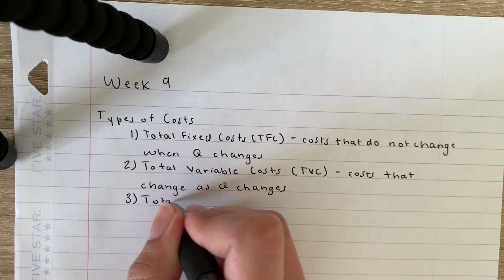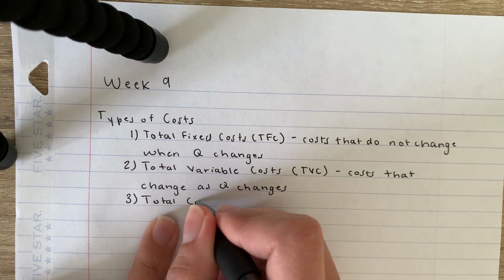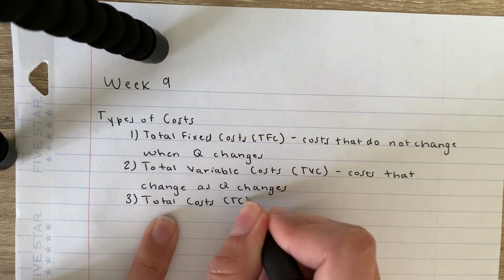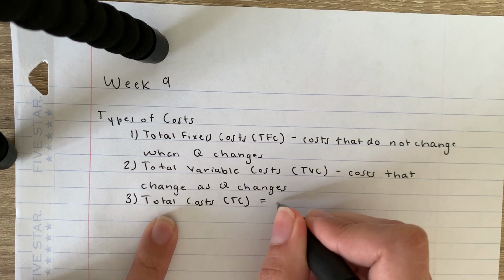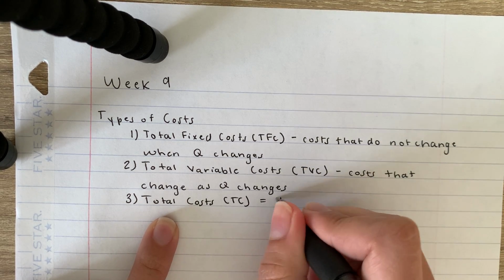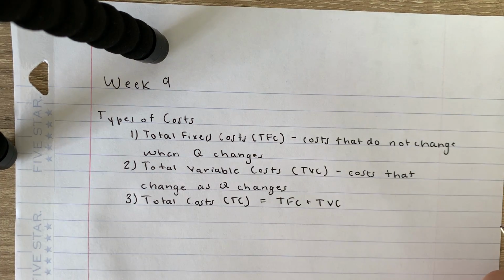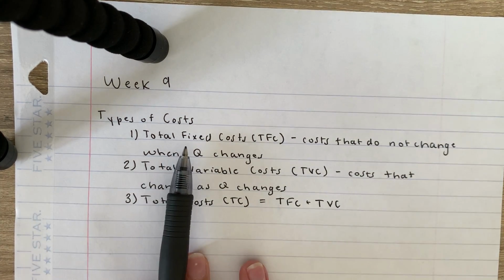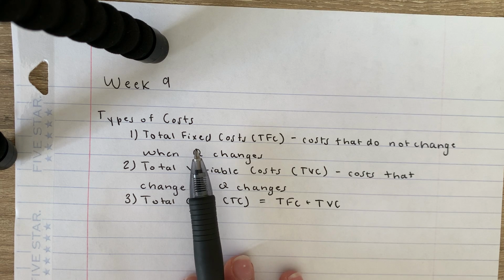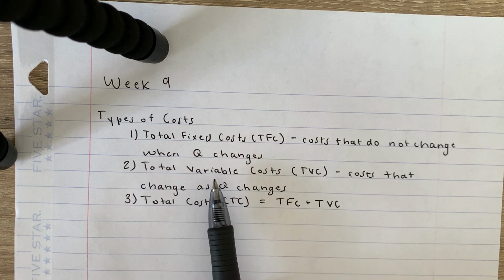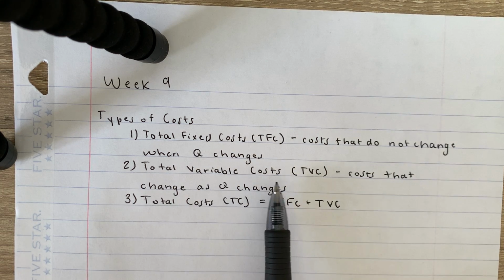And then the last one in this group is our total costs, TC, and this is easy. This is just these two added together: total fixed cost plus our total variable costs. Fixed costs are going to be things like rent, whereas variable costs are going to be things like wage, so how much you pay your workers.